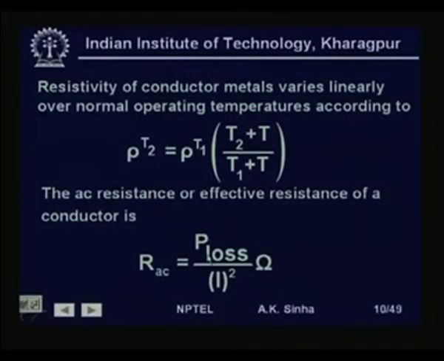However, if we calculate the AC resistance and the DC resistance of the conductor at 50 hertz or so, most of the time, due to spiraling, skin effect and other effects, if we take them into consideration, the AC resistance will be about 4 to 5% higher than the DC resistance.